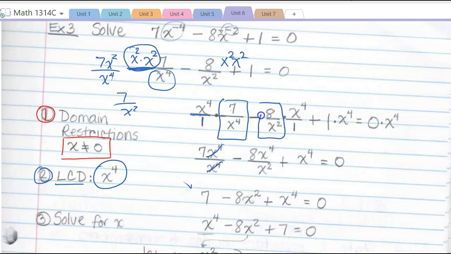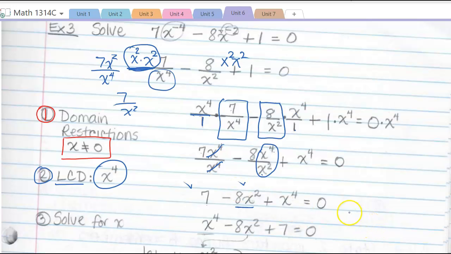Let's come to the second fraction. Our second fraction was 8 over x squared. We're going to multiply by x to the 4th over 1, because fractions only multiply with other fractions. 8 times x to the 4th is 8x to the 4th, and at the bottom, x squared times 1 is x squared. So we can simplify this as 8 times x squared. That's this term right here. And again, no more denominator.